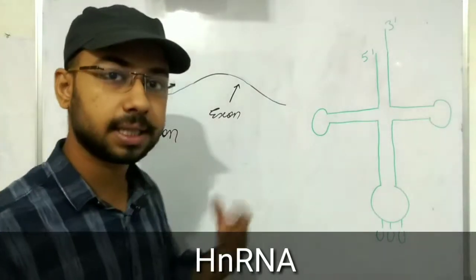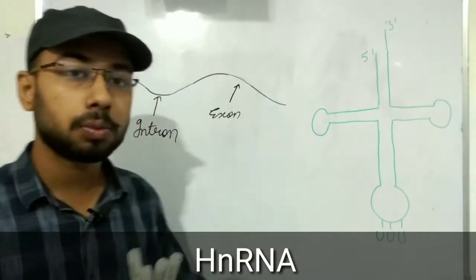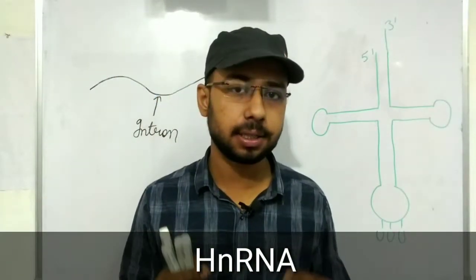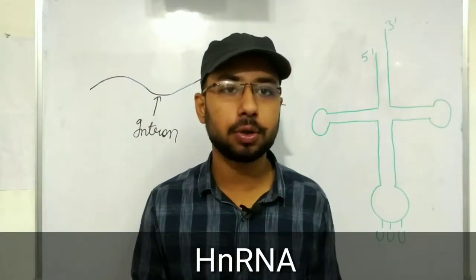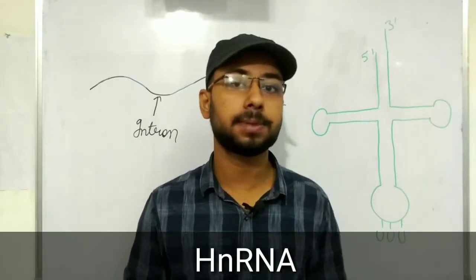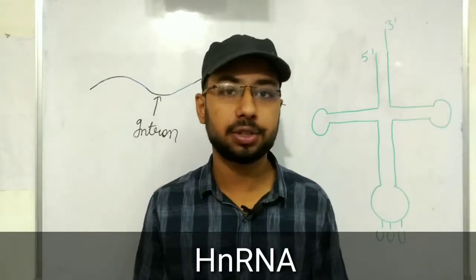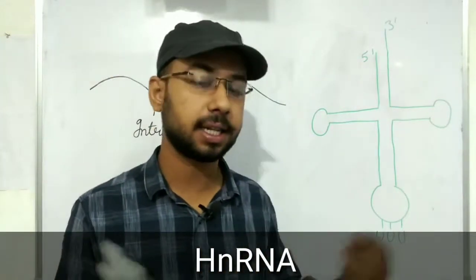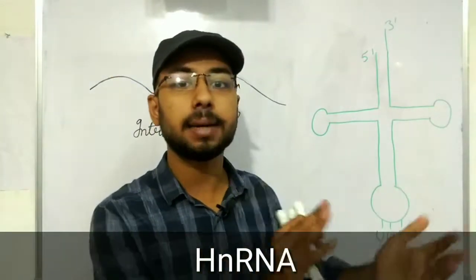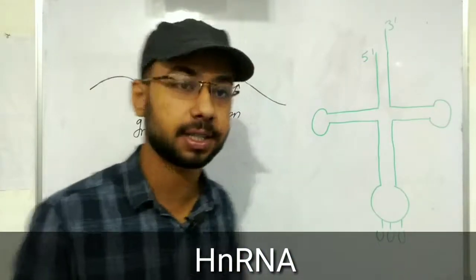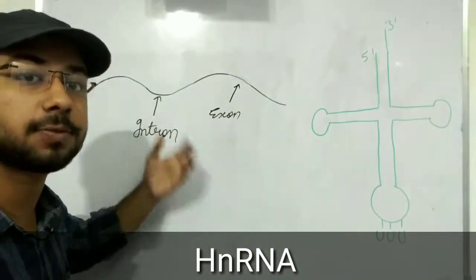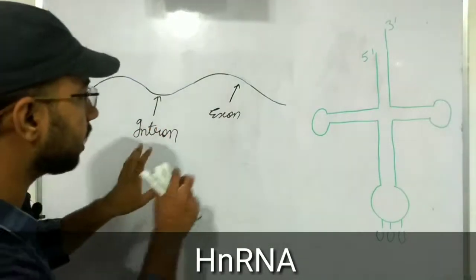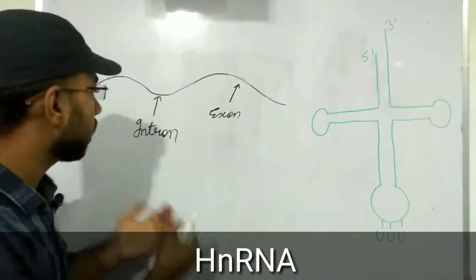One more feature about this RNA is that it is much longer than other RNAs, because it is the primary RNA that is formed after transcription. As we know, after transcription, post-transcription modifications are required to make a mature functional RNA. But this is the primary RNA, not the mature RNA, the RNA before post-transcription modification. It contains many impurities, meaning the exons and the introns.